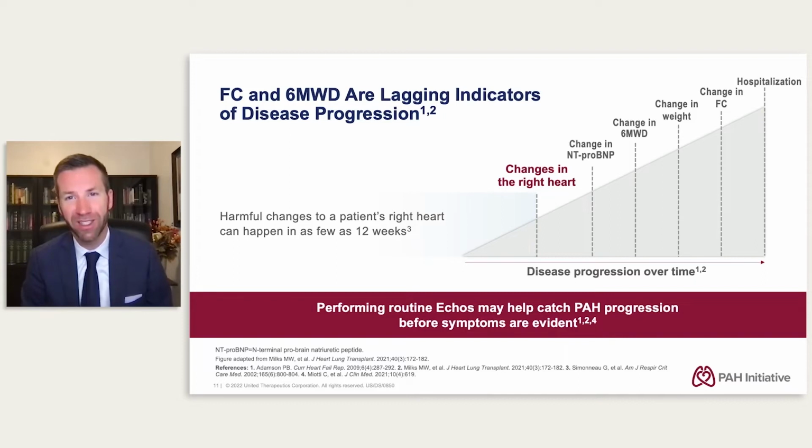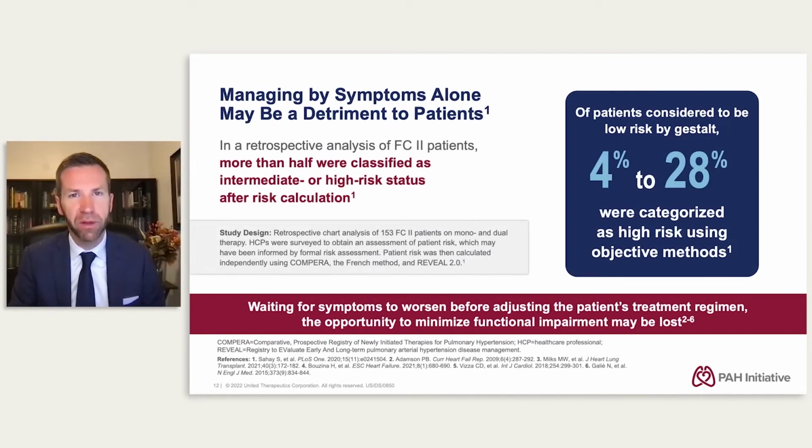So we don't want to progress to change in functional class or change in hospitalization. We want to capture this early. When someone changes their functional class, it is very hard to get them back to their previous functional class. When someone has been hospitalized, it gets even harder. So performing a routine echo may help catch patients whose pulmonary arterial hypertension is progressing before the symptoms are evident, arguably even before the BNP. Managing by symptoms alone may be a detriment to patients.